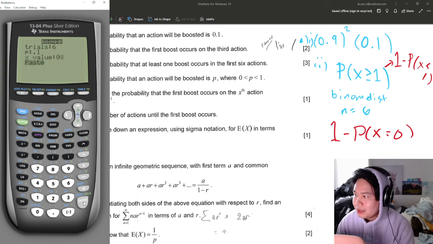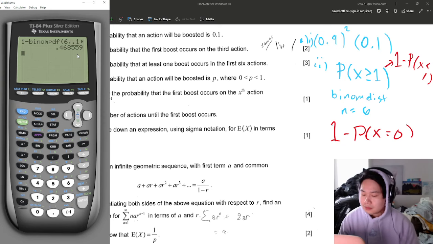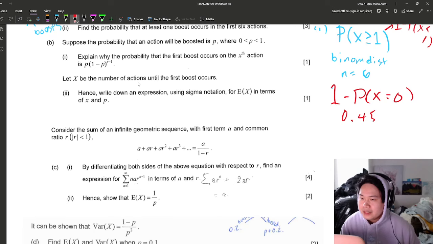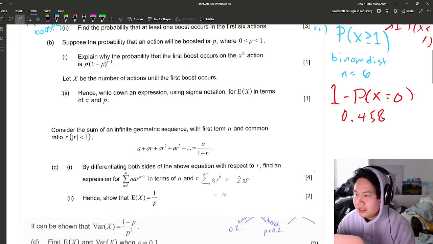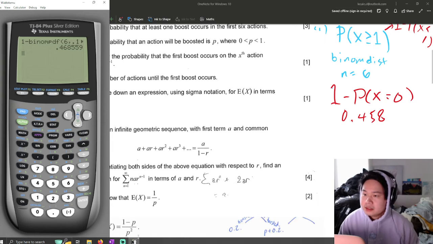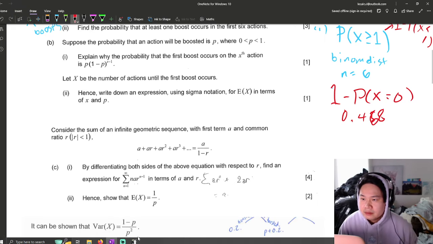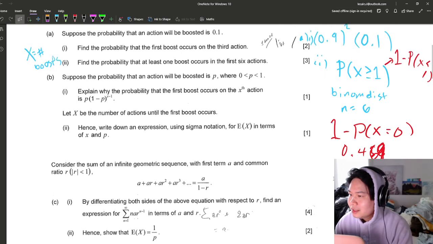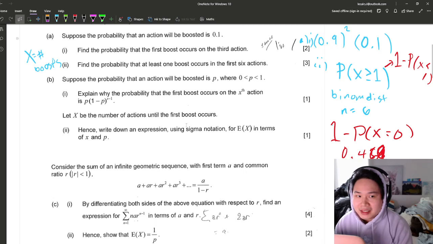Look at IB, trying to be so relevant and relatable to you guys. Okay. So, the probability of having at least 1 in 6 actions, 0.458 or whatever it said. Oh, 468. And then I guess you would round it to 9. Look, 69 even too. And look at this, sigma, they're trying to be so relatable.